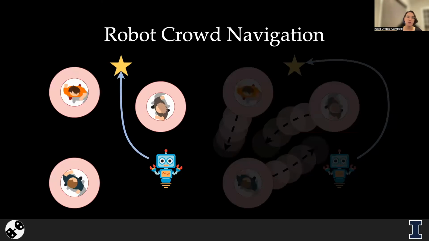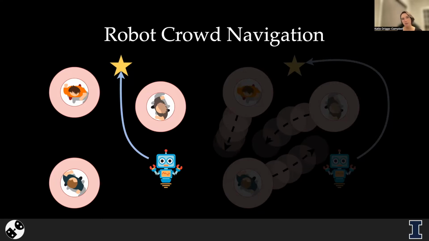So in robot crowd navigation, we have a robot that is sharing a space or maneuvering around a bunch of human agents, as shown here. Nowadays, it's very popular to take a reinforcement learning approach to this, since we're working in this very high dimensional state space, and we have these hard to model human agents.